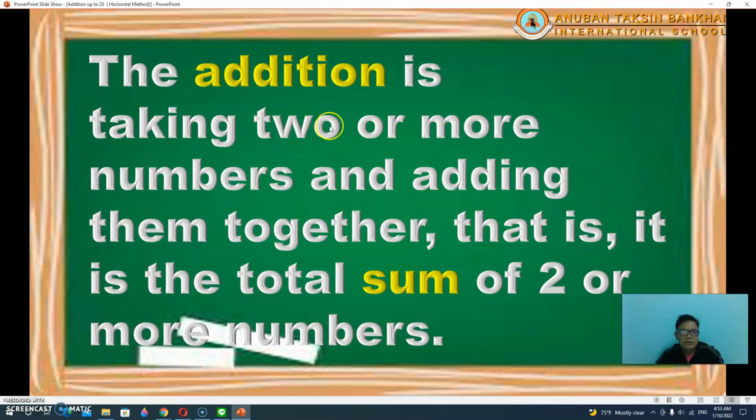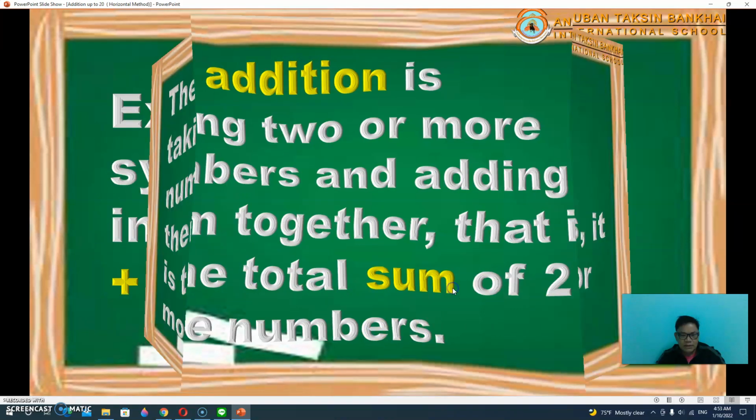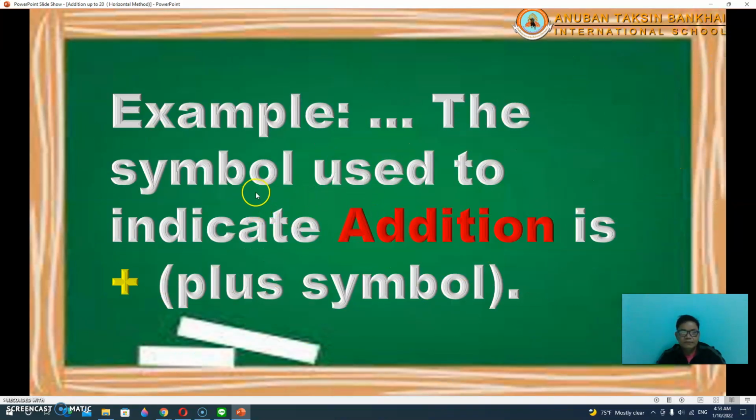Addition is taking two or more numbers and adding them together. That is, it is the total sum of two or more numbers. The symbol used to indicate addition is the plus symbol. You remember that already.